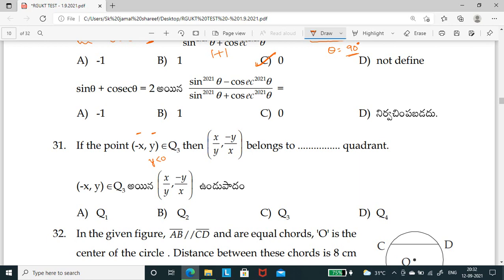Then what about this? Here x should be positive, so then only -x will be negative. So x is positive, y is negative. Positive by negative is negative. Here negative of negative is positive. So positive by positive is positive. So negative and positive belongs to Q2.